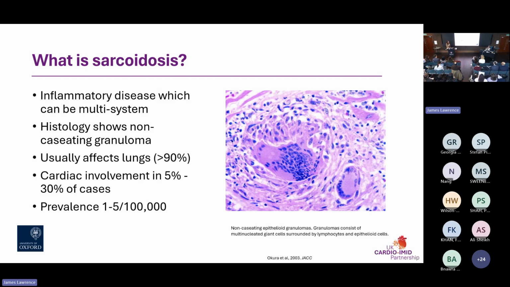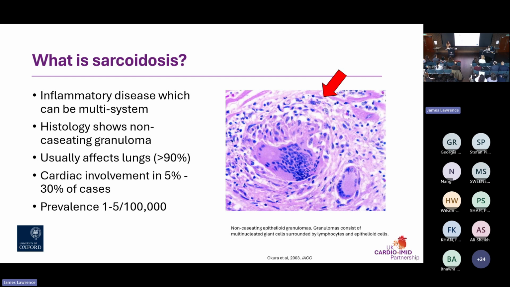So quickly, this is sarcoidosis under a microscope. We know that it's an inflammatory disease. It can be multi-system. The histology shows a non-caseating granuloma. What that means is you have a core of multinucleated giant cells surrounded by a layer of lymphocytes and epithelioid cells. This deposits itself in the organs and causes the problems.